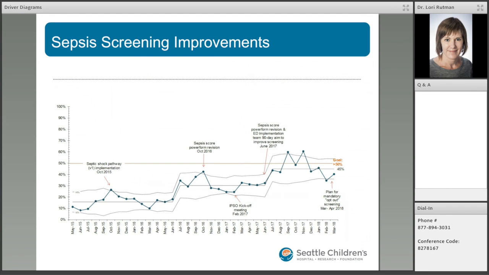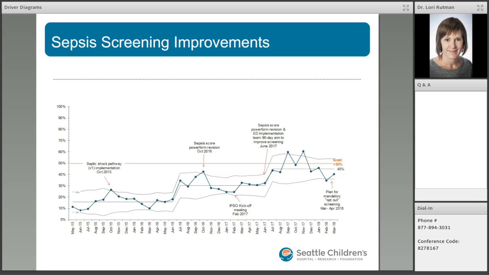And here's the next stage in that SPC chart, looking at the proportion of febrile patients who were screened in our emergency department. As you can see here, the chart is annotated for all the different things that were happening along the way that might have had an impact on our sepsis screening process, from implementing our first septic shock pathway back in 2015 to revising the power form, to joining this big sepsis collaborative and having a second round of revisions on the power form.